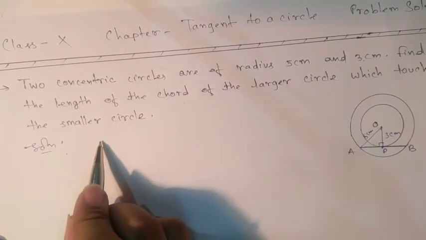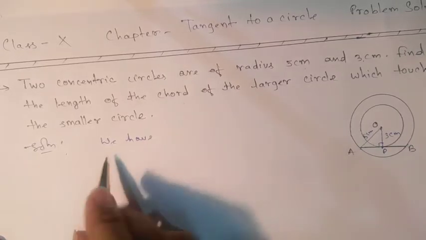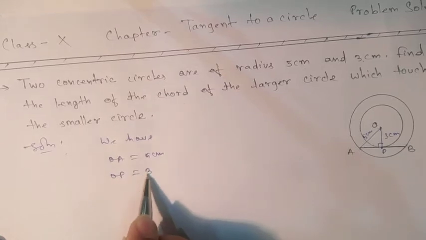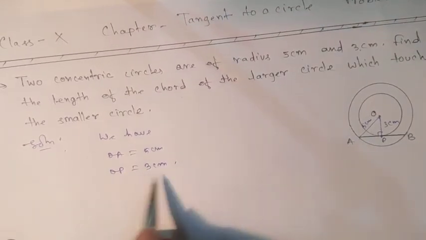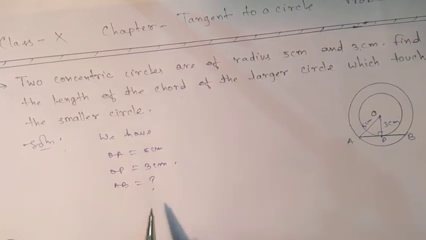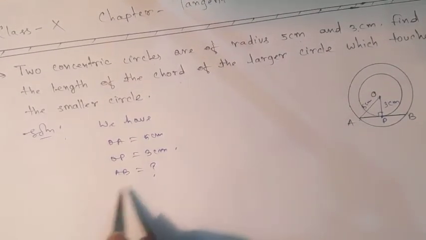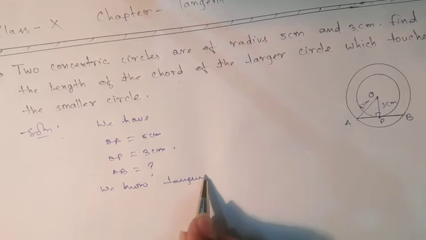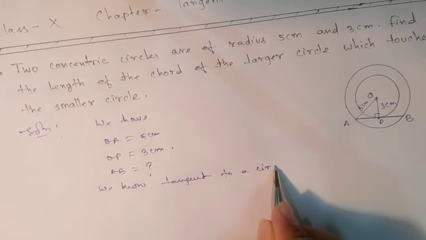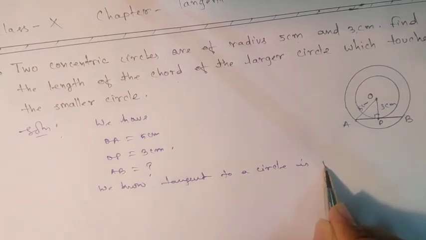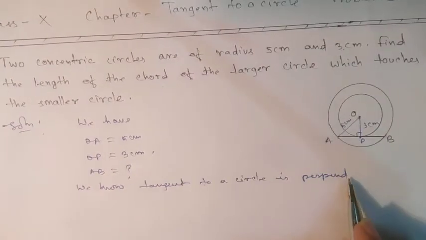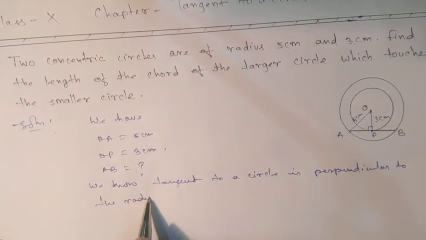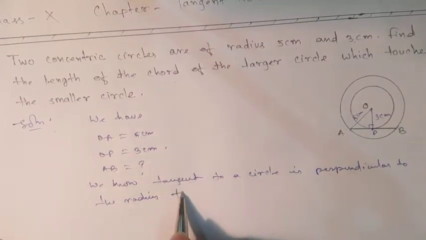So here we have OA, that is 5 cm, OP 3 cm, and AB we need to find. We know that a tangent to a circle is perpendicular to the radius through the point of contact.